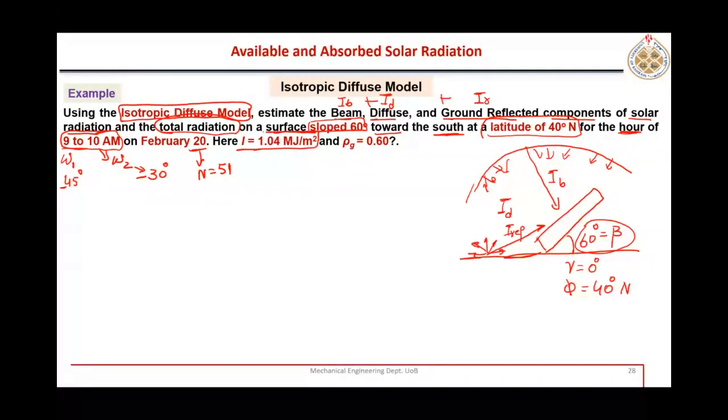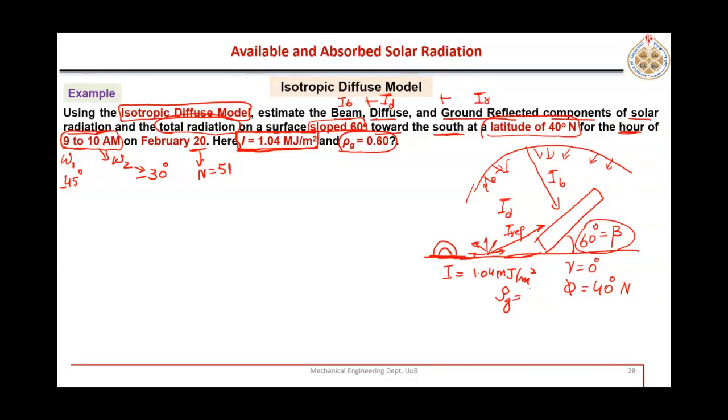Here I means the radiation, available radiation or measured radiation. If there is a pyranometer placed horizontally, so this available total radiation, I without B, D or R, it means it is the total amount of radiation which is falling here. That is measured by that pyranometer. So this measured radiation is 1.04 during that hour, 9 to 10, megajoules per meter square. And the reflectance of ground, rho g here represents the ground reflectance. So the average ground reflectance, rho g, which we would need to calculate that reflected radiation, is also given as 0.6.